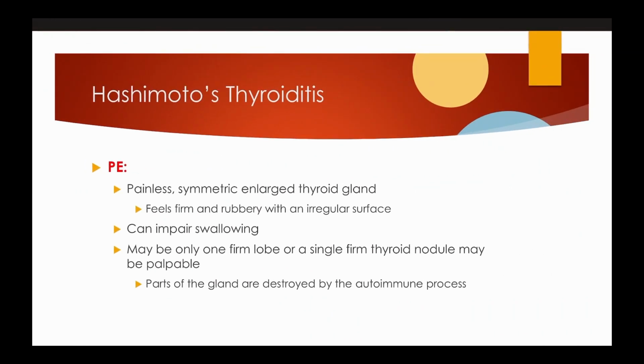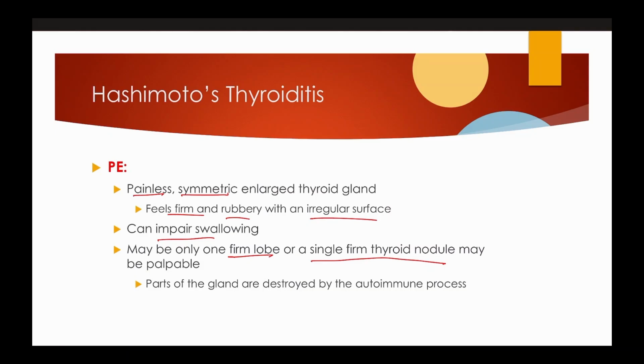So physical exam: painless, symmetrically enlarged thyroid gland, firm, rubbery, maybe with an irregular surface at the edges and the borders, can impair swallowing. Again, the thyroid gland is getting bigger. All that soft tissue, what are the structures in the throat, in the neck? Know your anatomy, you see what's being compared. May only be one firm lobe or a single firm thyroid nodule, may be palpable.